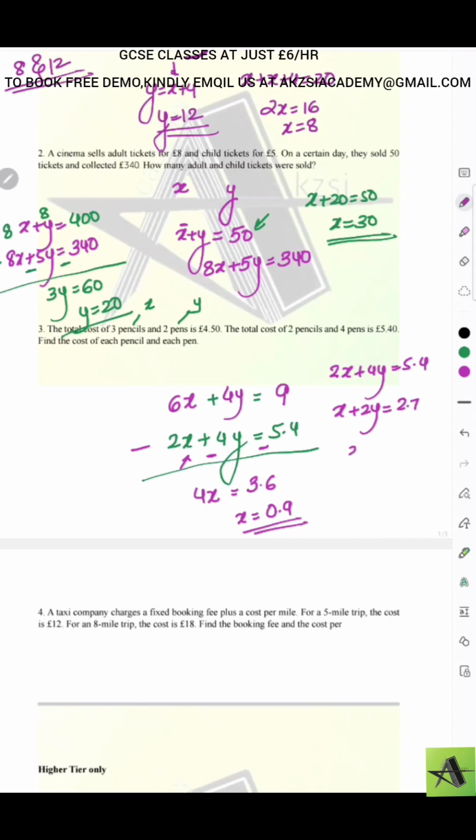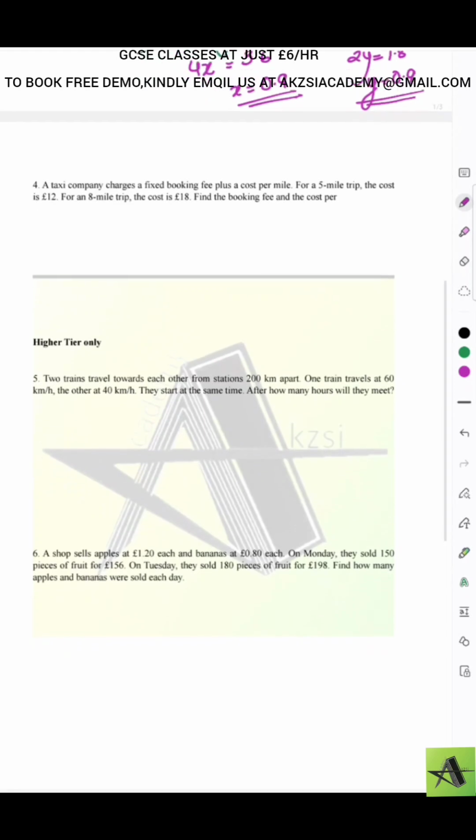X was 0.9, so 2.7 equals x plus 0.9, which gives me 2y equals 1.8, and y is again 0.9. So that means both of them have the same value, which is 0.9. Okay, moving on to question number 4.